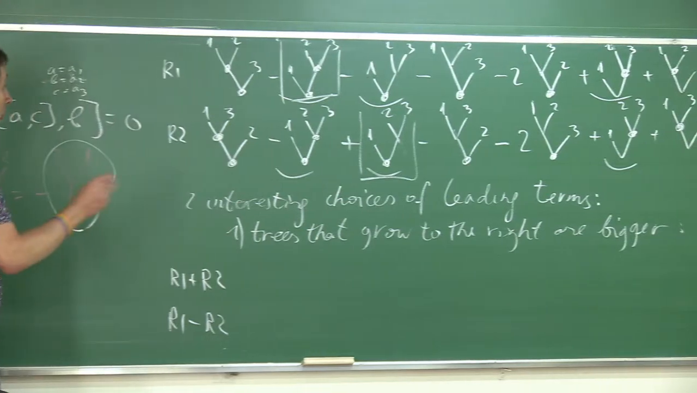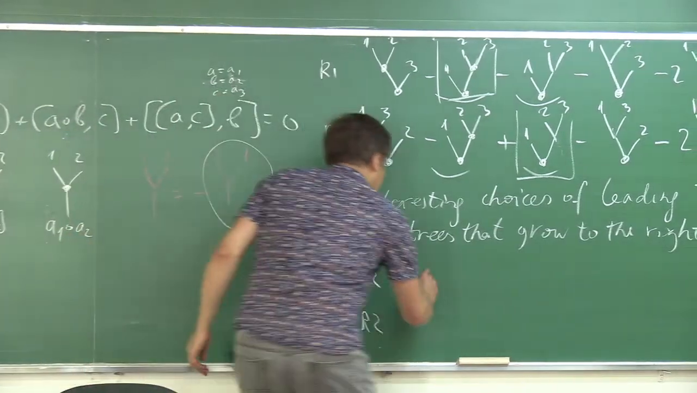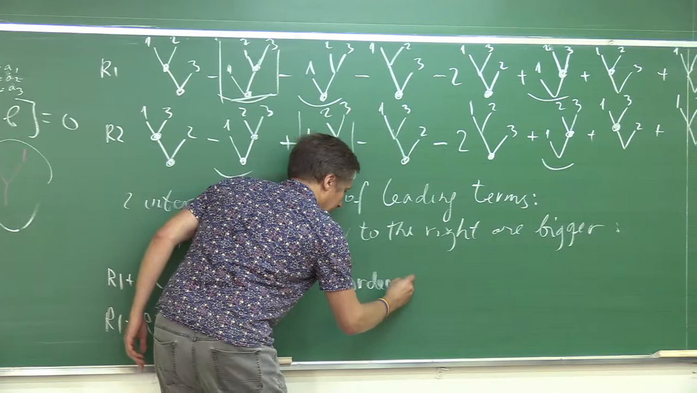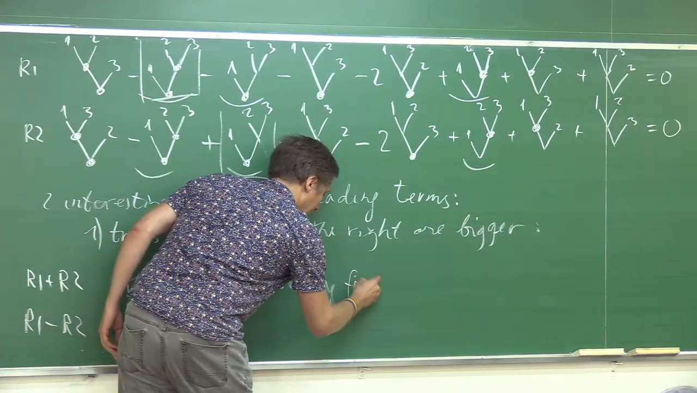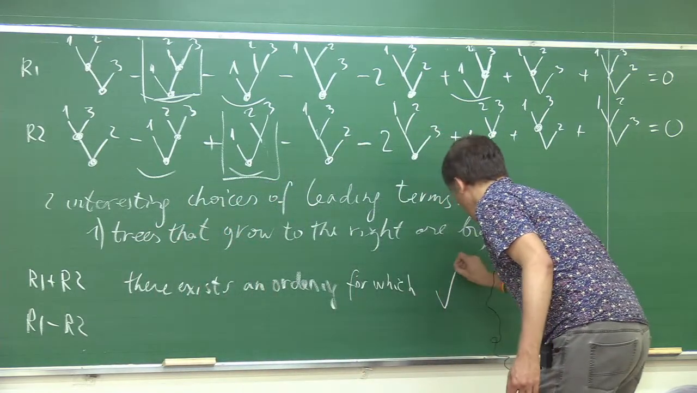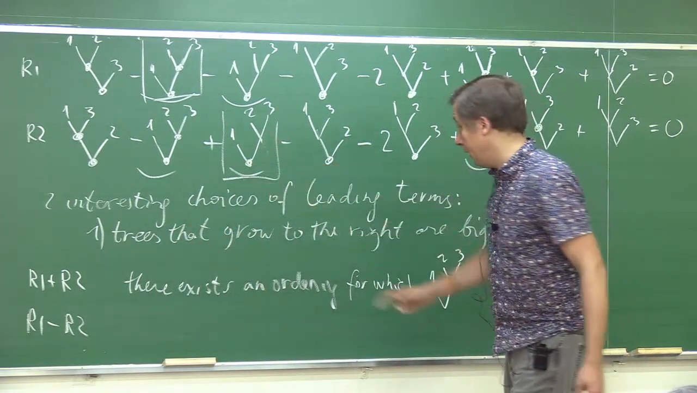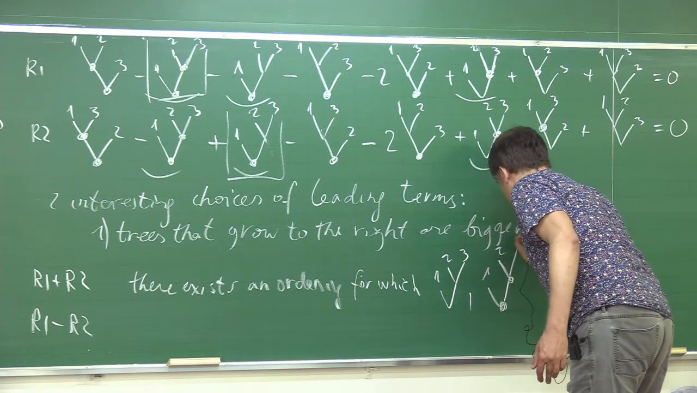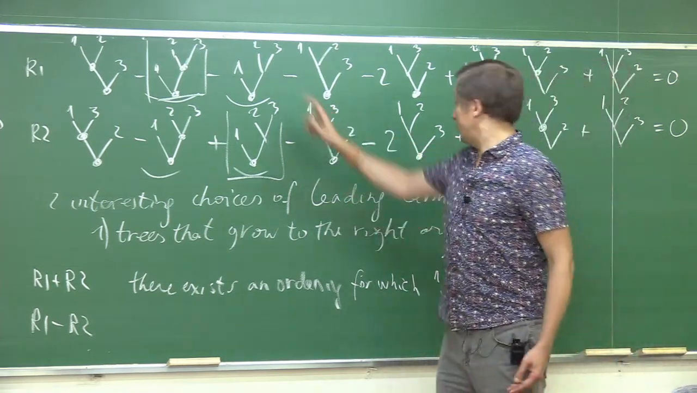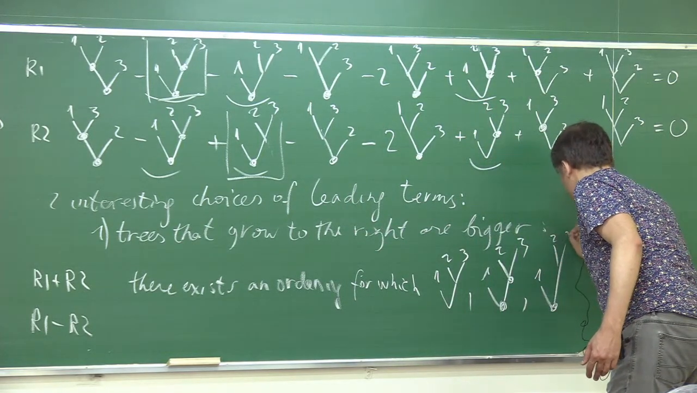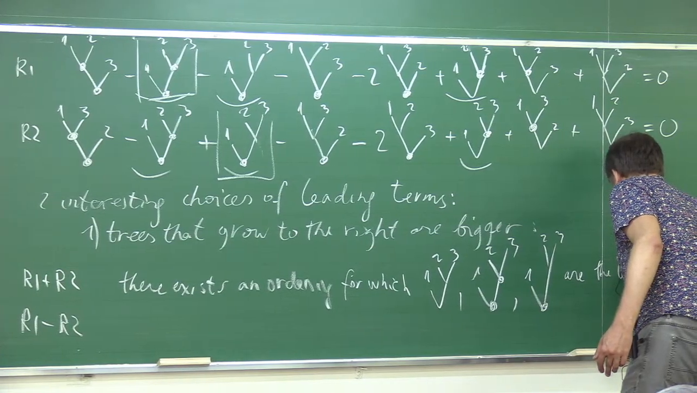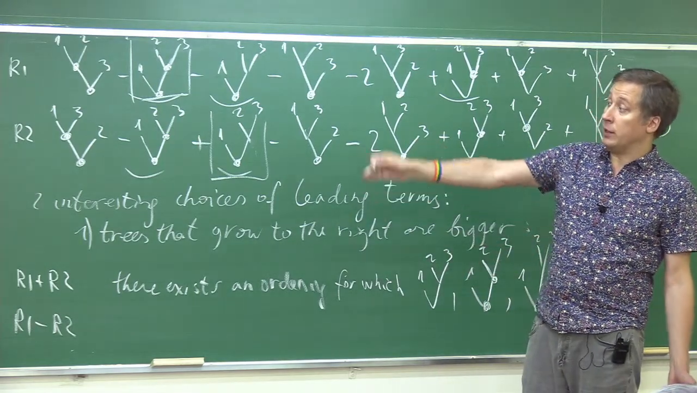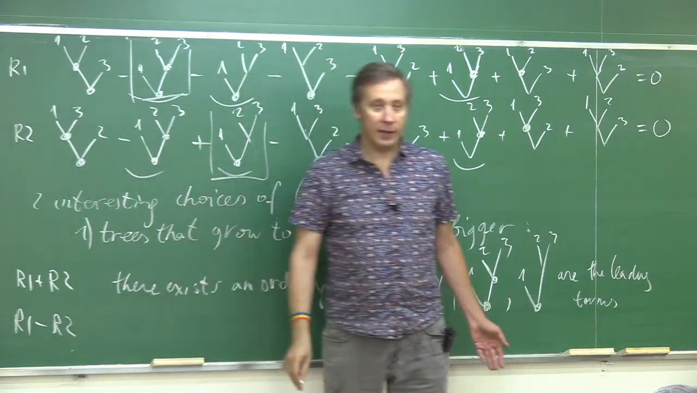But my point is that there exists an ordering for which the leading term of the Jacobi identity, this one, and this one are the leading terms of the system of three relations: the Jacobi, R1 plus R2, and R1 minus R2.